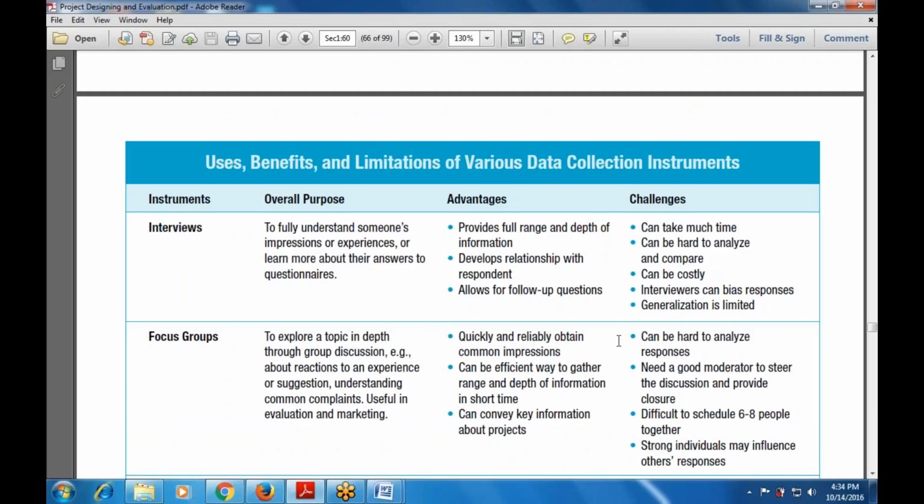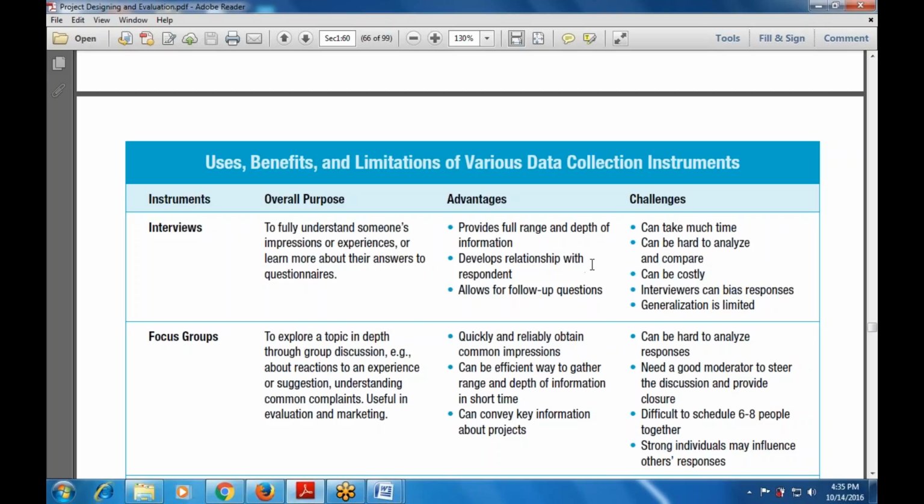Then uses, benefits, and limitations of various data collection instruments. First is the interviews. To fully understand someone's experiences or impressions, or learn more about their answers to the questionnaire. So what are the various questionnaires that are used? What are the various strategies that are available for the questionnaires?